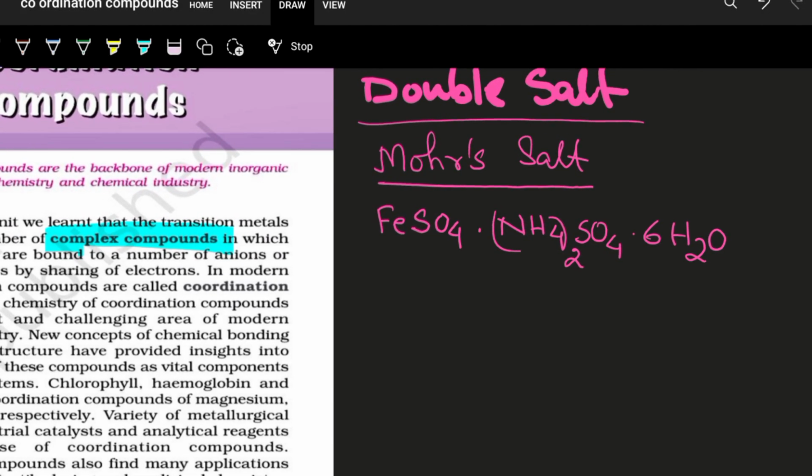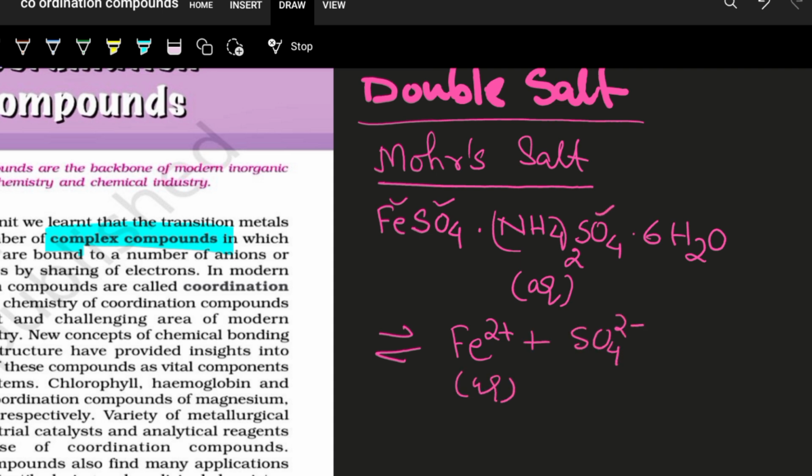Now, this type of salt in its aqueous solution will furnish all the ions that it has, like the ferrous ion Fe2+ in aqueous form. Then you will get sulfate, SO4 2-, from both ferrous sulfate and ammonium sulfate, so 2 moles of it. You will get NH4+, and of course, in aqueous solution, H+ and OH- simultaneously.